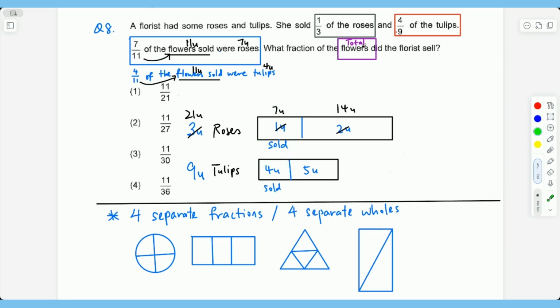What fraction of the total flowers did the florist sell? So the total units will be 21 plus 9, and that gives us 30 units. And she sold 11 units out of the total 30. So the fraction sold will be 11 out of 30. And the answer to this question is number 3.